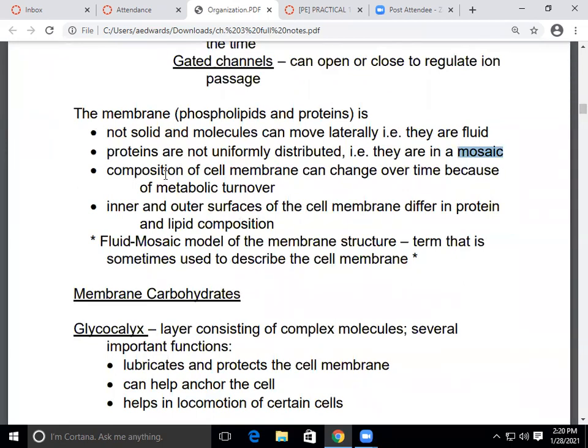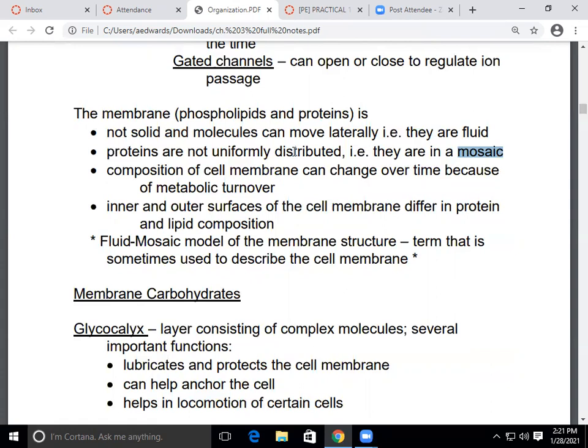The composition of that cell membrane changes over time because of what we call metabolic turnover. I know we throw a lot of terms at you, but you have to break them down. When we say metabolic or metabolism, we're just talking about chemical reactions. So proteins or materials in your cell or in your cell membrane typically don't last forever. They use them up for a while, then they get destroyed, and you have to make new ones. You get rid of the old stuff and put in something new. That's basically what that is.